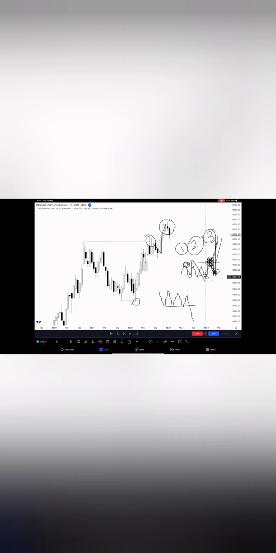However, a model that has been showed to you is the turtle soup at the 50% of the range. And that is where this comes in play. Before the breakout, there's a turtle soup that happens at or near the 50% of the range. If that resonates with you, you can use it as a model.